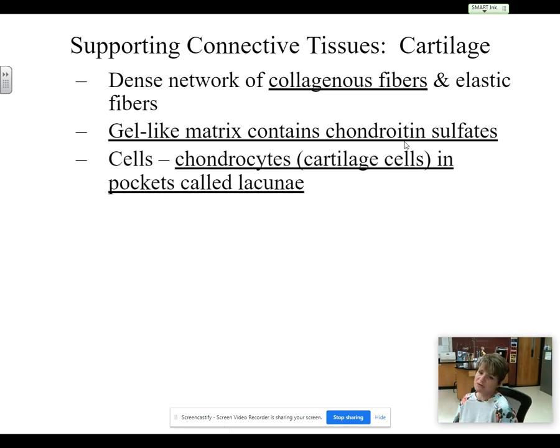The cells in cartilage are called chondrocytes. Chondro means cartilage, cyte means cell, so literally that means cartilage cells. And these cells are found in pockets called lacuna. So because the matrix of cartilage is firm, then we're going to have pockets where the cells reside.